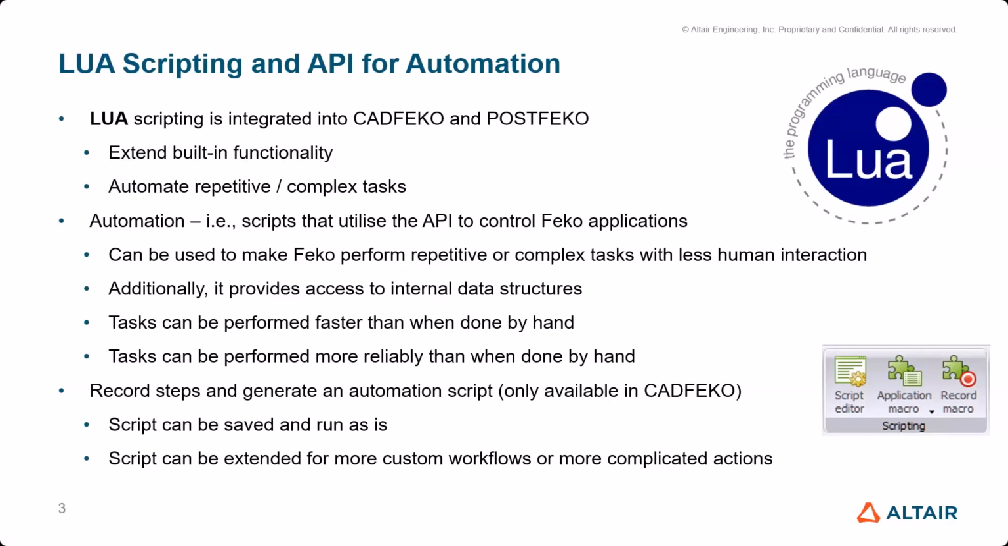So you can, of course, write your own scripts by using the script editor. You can also record macros by doing the steps manually in Feko, and Feko automatically creates the script for you by using the record macro option. And the third functionality that we have is some of the predefined macro scripts that we offer in Feko. So those scripts come under the application macro option. So with the application macro option, of course, you can perform certain tasks faster.